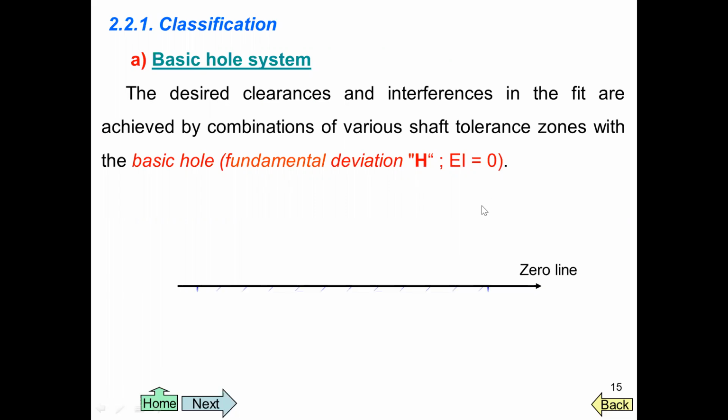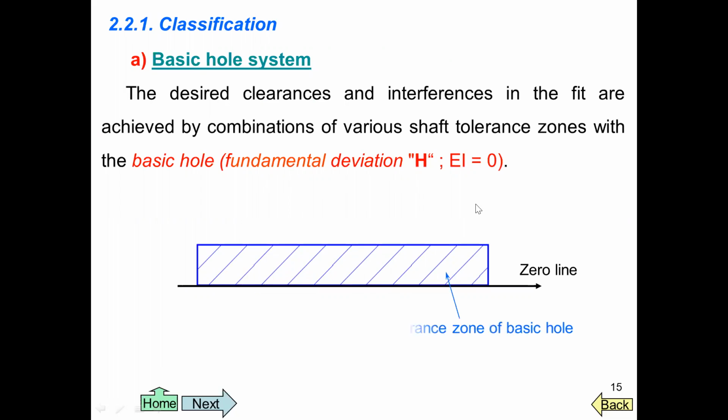This is the zero line. Tolerance zone of the basic hole system lies above the zero line. From the zero line and goes up. If we want to choose a clearance fit in the basic hole system, the tolerance zone of the shaft must lie below the zero line.